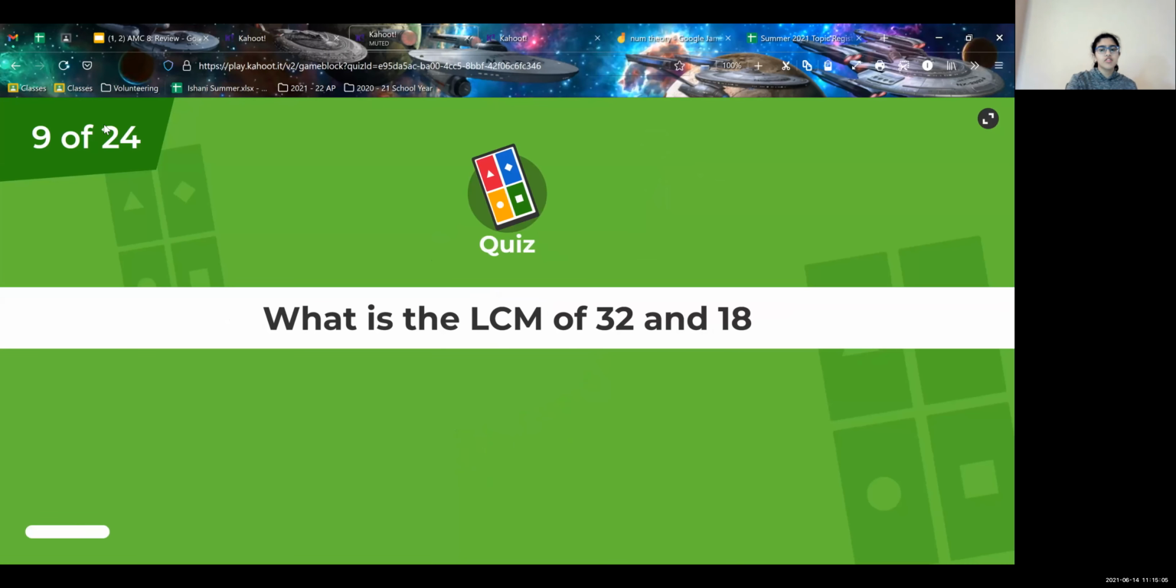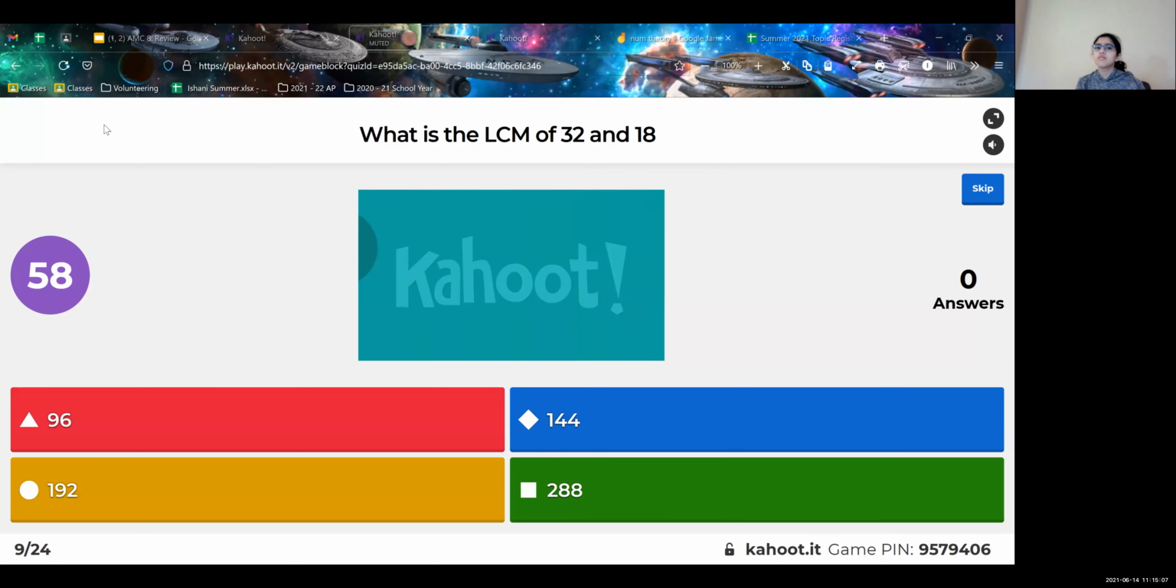Okay, what is the LCM of 32 and 18? So just as a tip, whenever you're taking an exam like AMC 8 or MathCounts or something like that, check your answers. It is very easy to miss a bubble or accidentally not write the correct number, or your number looks like it could be something else. Like you could write your ones so they look like sevens, or your sevens so they look like ones, and that can cost you a point. Yeah, that happened to me once.